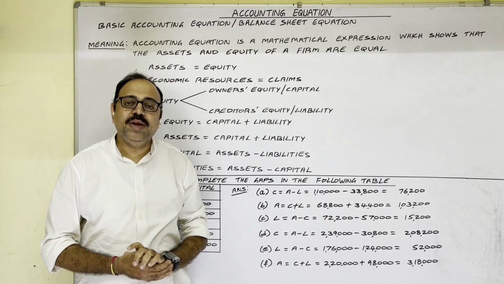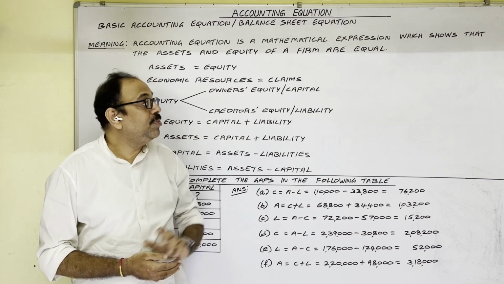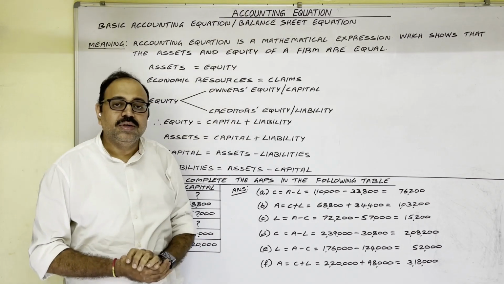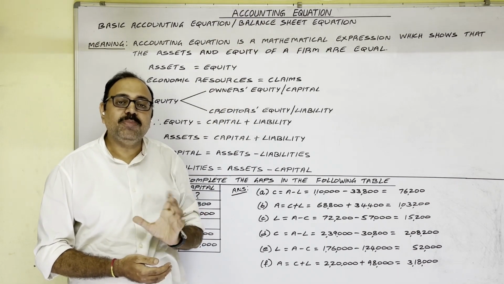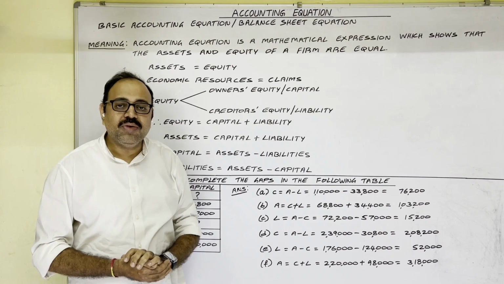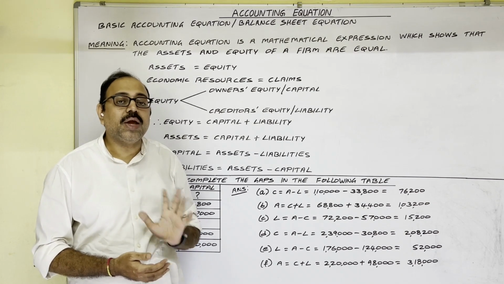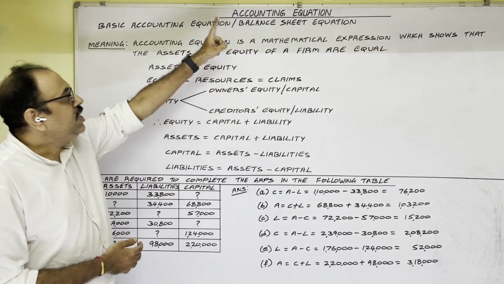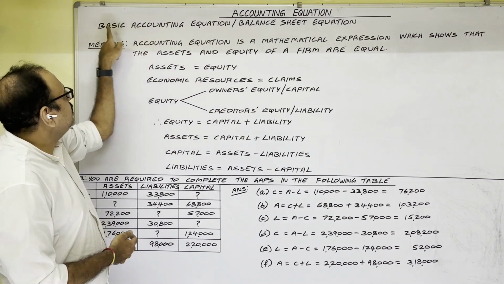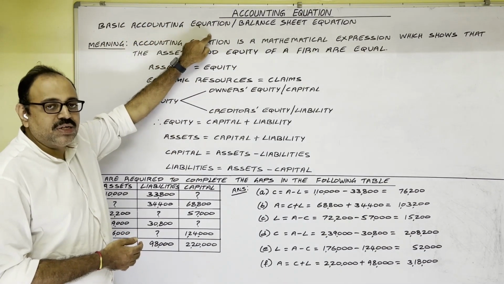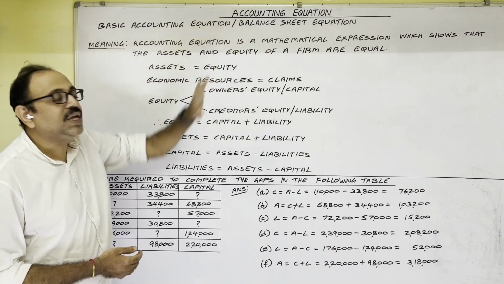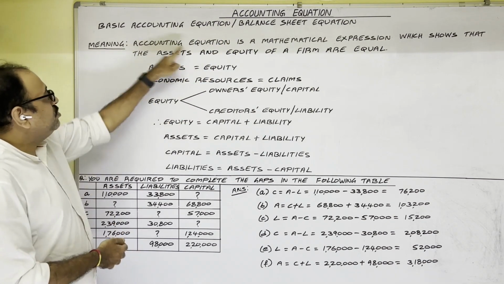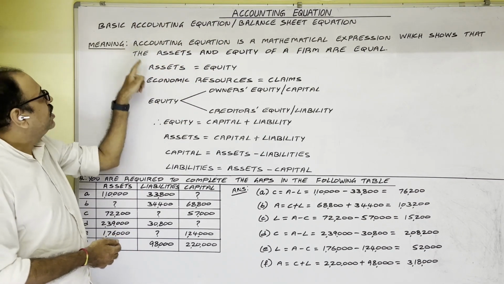Hello students, in this video I am going to explain about the accounting equation. This is a primary accounting principle. The accounting equation is given by American accountants. It is also known as the basic accounting equation or balance sheet equation. This is the meaning of the accounting equation.